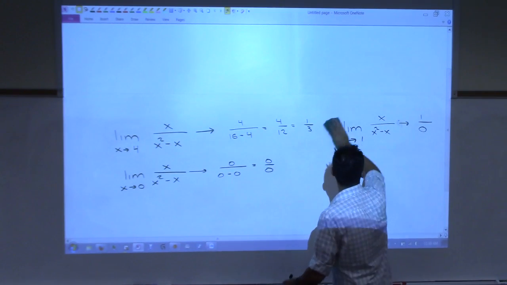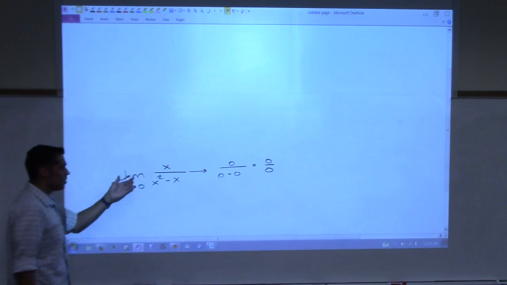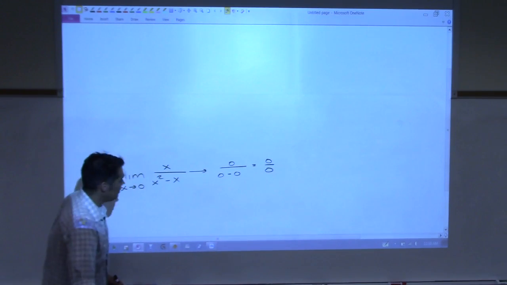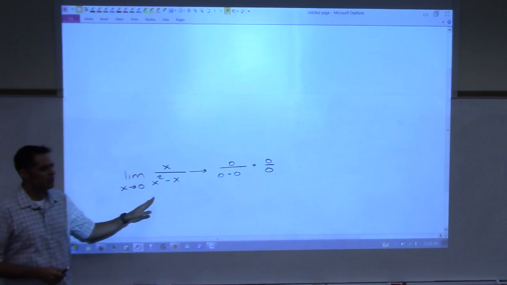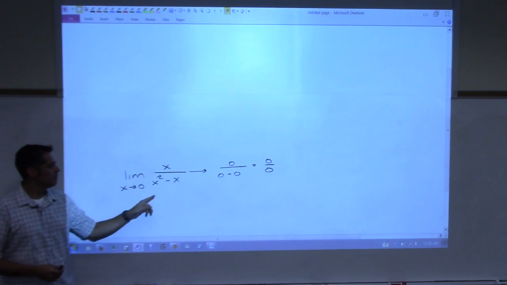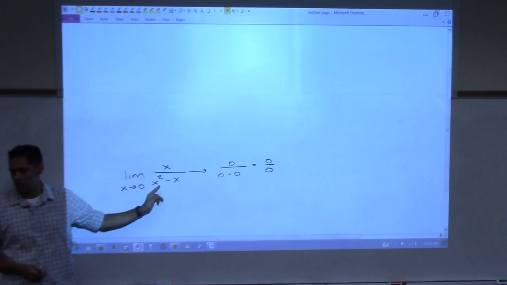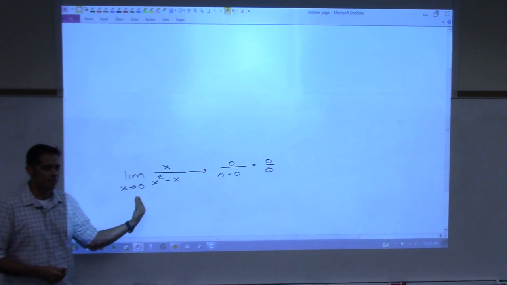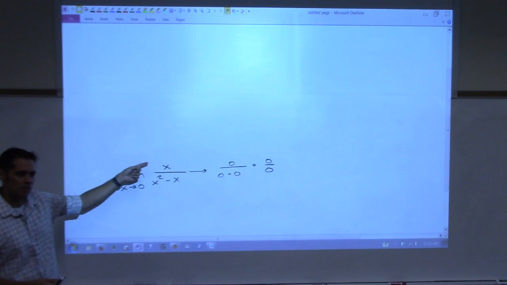I've got the bad situation, I've got 0 over 0. So now I'm going to do some algebra. So I look over here, and I look at this rational function, and I realize that, what do I realize? What do you realize? Do you see anything here algebraically? How about the fact that this factors? X squared minus x factors? You can pull out a GCF. And the GCF that you pull out is actually the same as the factor on the top.